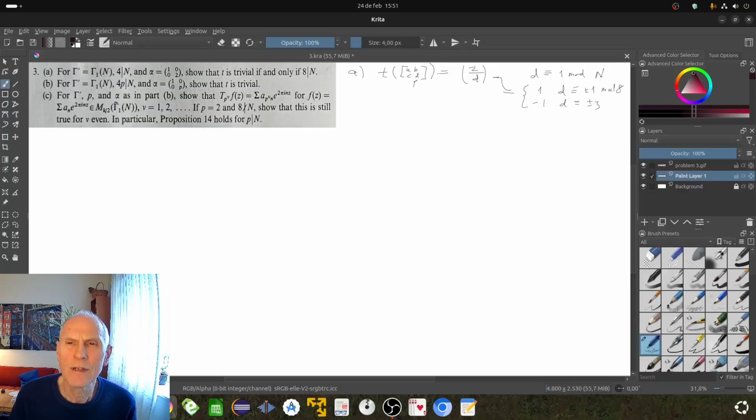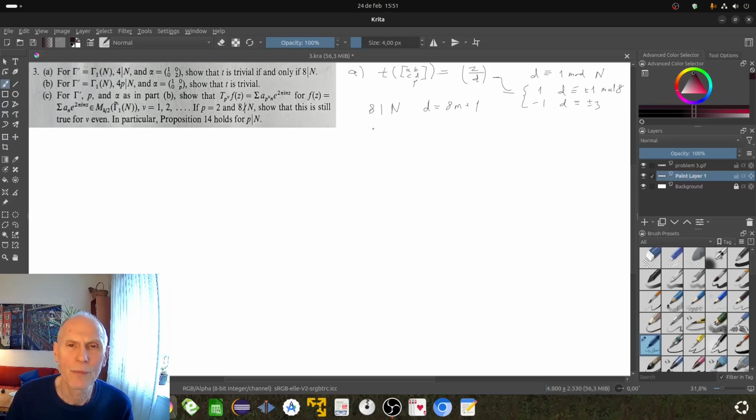If d is equivalent to 1, if 8 divides n, that's the first case. That means that d equals 8 times an integer, not n, that's 2 here, m plus 1. Oh, and then it's trivial, yes.